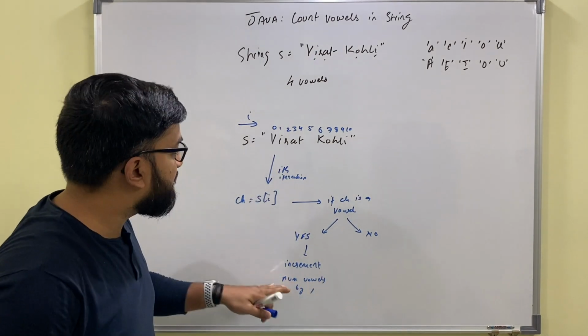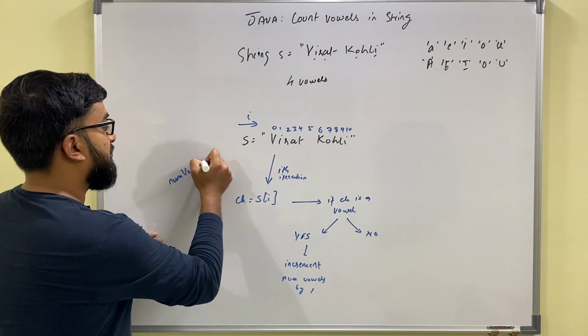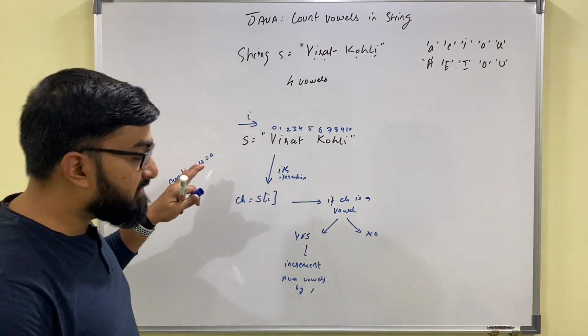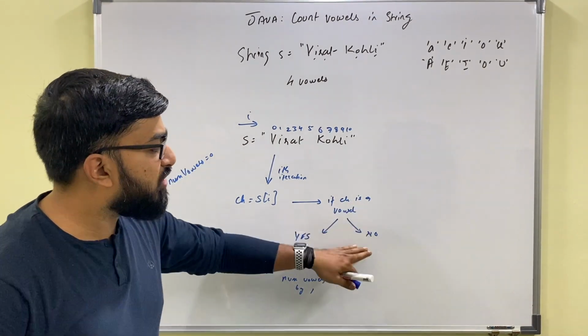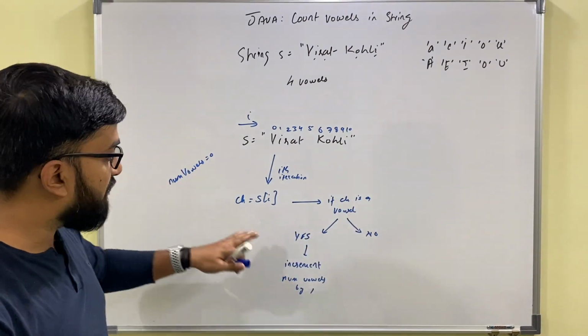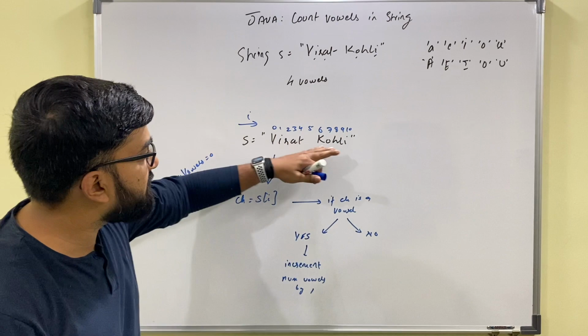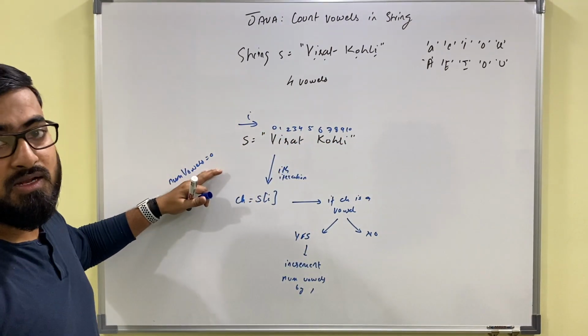And num vowels is a variable. You can say num vowels starts with the value 0 and it is incremented every time ch is a vowel. If ch is not a vowel, we don't need to do anything. But if ch is a vowel, we increment the number of vowels by 1. And when we iterate the entire string from left to right, at the end we get the total number of vowels in this variable num vowels.